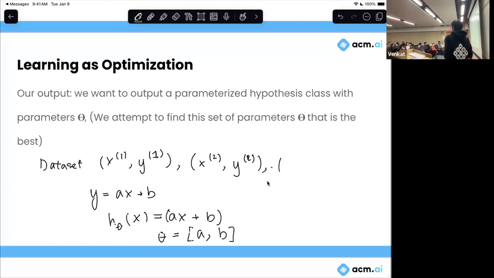Okay. Do we have any questions so far? Does this notation make sense, where I've written h theta of x? What theta is, what h is? Okay, cool.